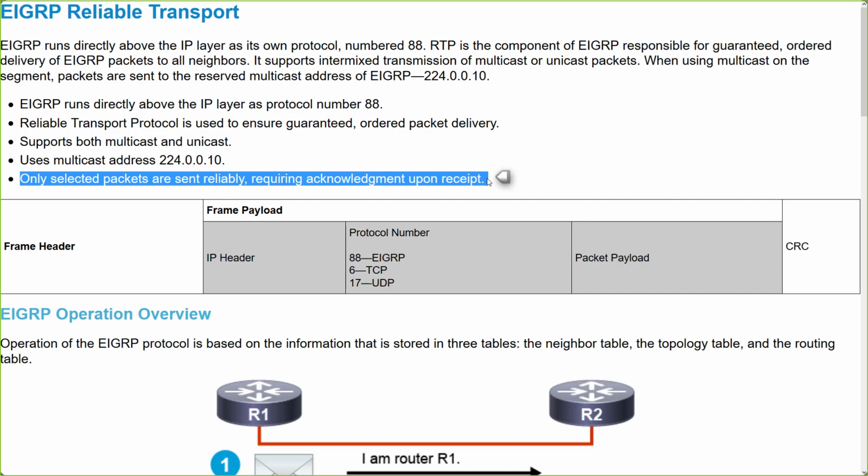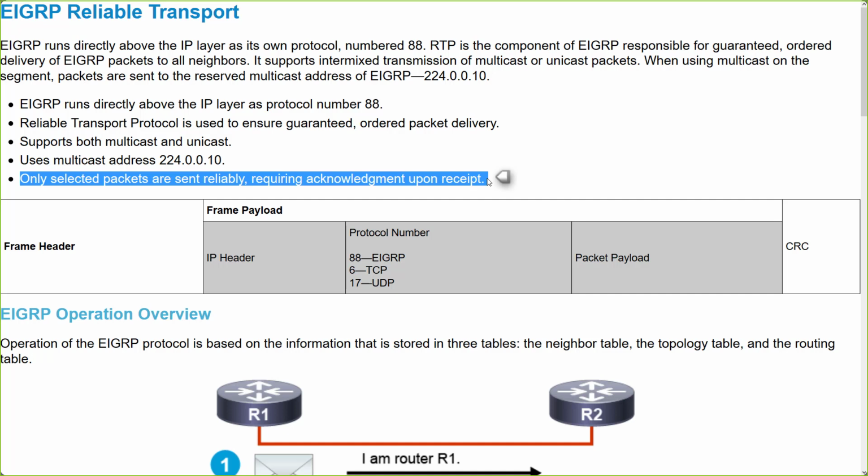There are 5 major packet types that EIGRP has. There's actually about 8 or 9 different packet types in EIGRP, but there's 5 major packet types that the protocol has. A hello packet, which is used to establish adjacencies between EIGRP peers. An update packet, which is used to propagate routing information, reachability information.